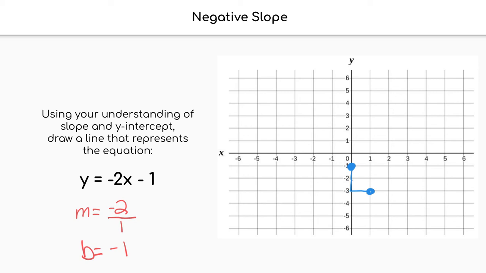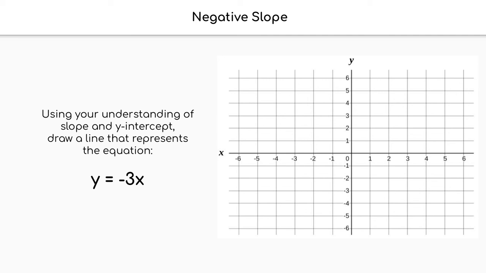Another way that I could do it and think of it is instead of going down and to the right, I could go up, which represents my positive move, and to the left, which represents my negative move. So I'm going to go up 2, run 1 to the left, and there's my point. So either way, it's going to give me the correct solution. I could go down and to the right, draw my point, or I could go up and to the left and draw my point. Finally, I want to draw a big line connecting the points. And this line represents the equation y equals -2x minus 1.